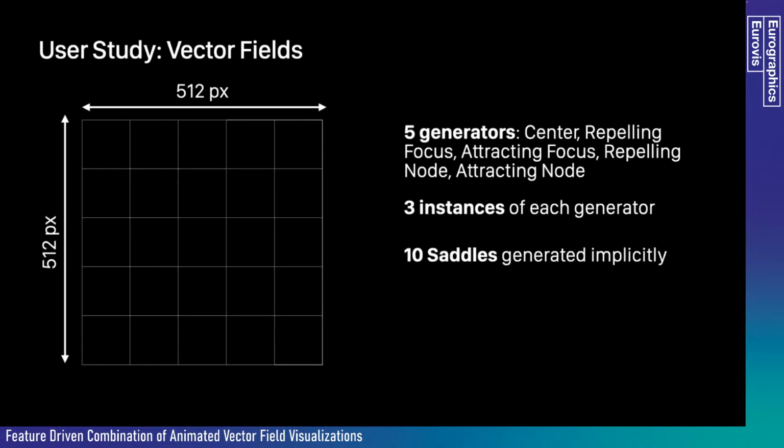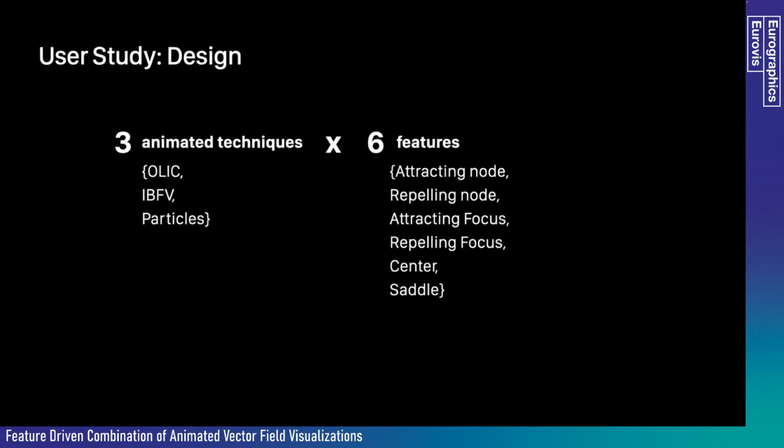And saddles will be generated implicitly. And to keep the complexity similar across fields, we only use fields that have 10 saddles. So here's an example where we have 15 feature points introduced using the generator and 10 saddles created implicitly. The user study will consider the 3 animated techniques mentioned before and 6 features.